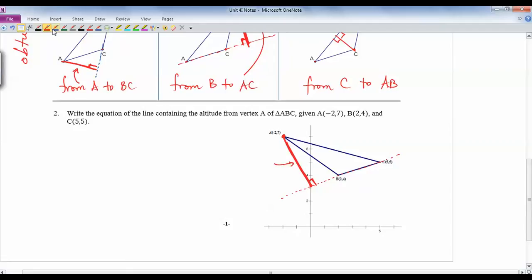Now, we've been doing all our equations in point-slope form. So point-slope form, if you remember, y minus y1 equals m times (x minus x1).